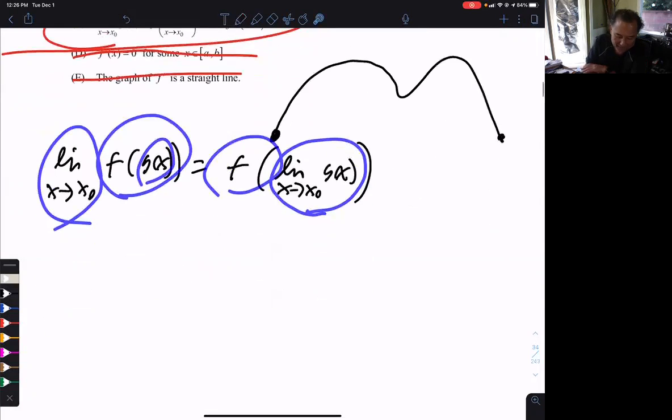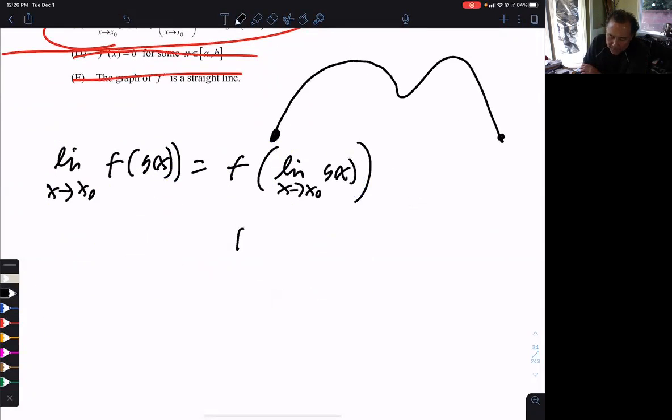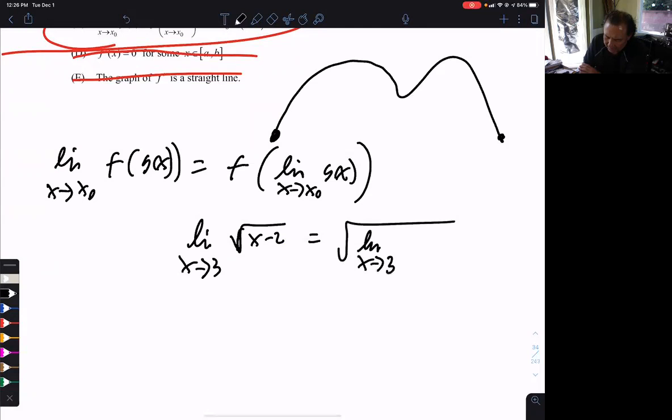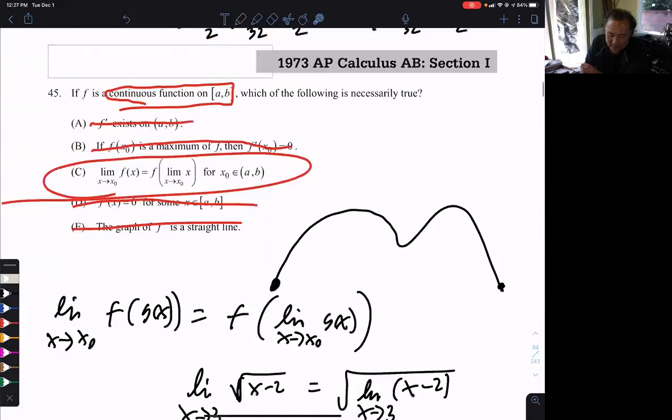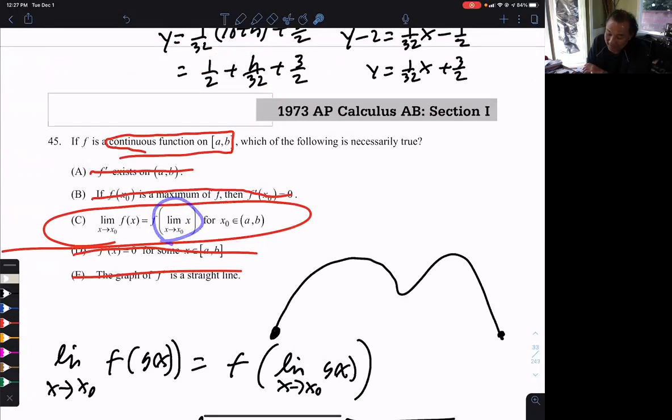I'll give you an example of that just to help you remember. What if you had the square root of x minus 2 and you want the limit as x approaches 3? Well, that's a function of a function. You could take the limit of the inside and then plug it into the square root. Basically, that's what's happening. So the limit of the inside would be 1, and the square root of that inside limit is your answer. So that's basically what this is saying, but in an even more simplified form. Okay? So that is number 45.